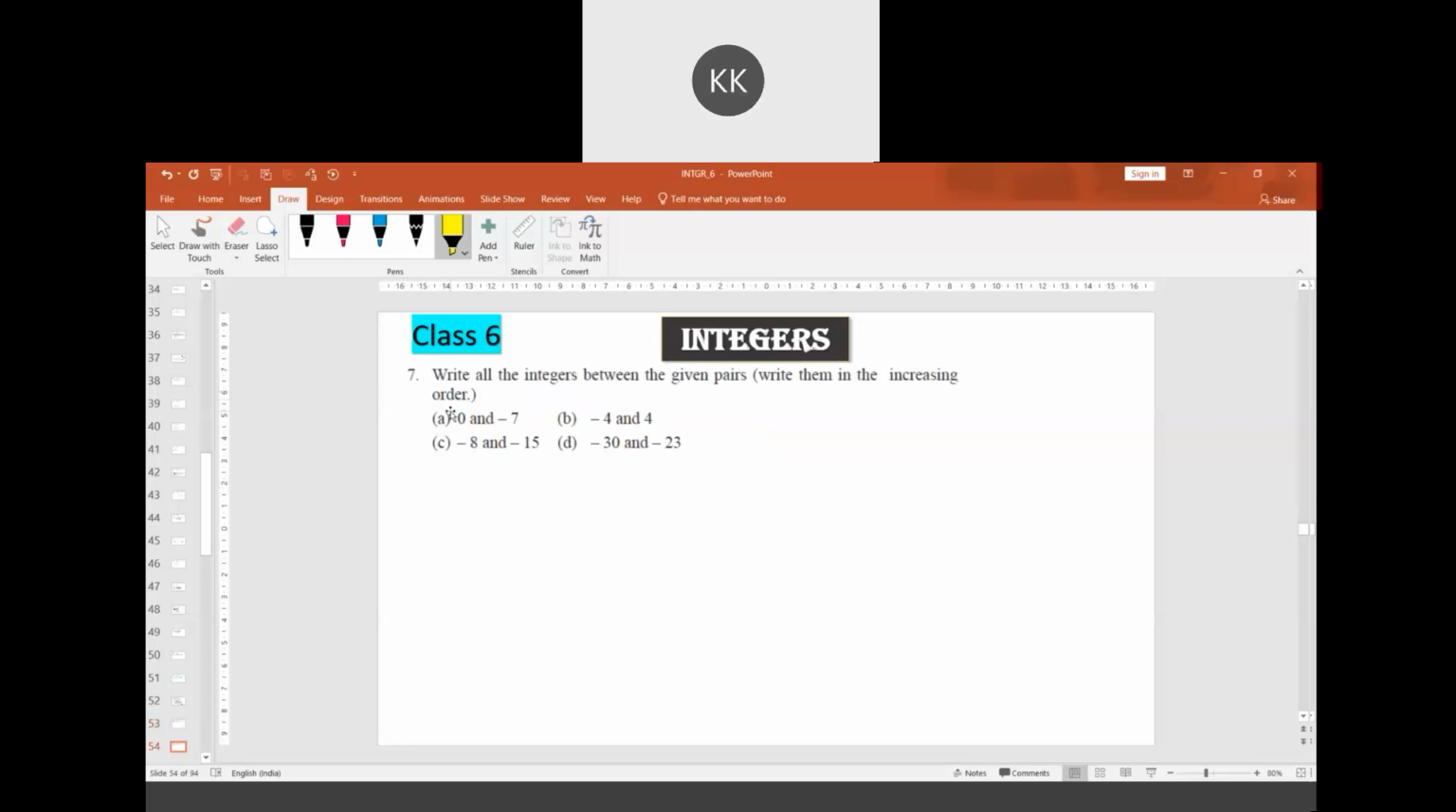Question 7 is slightly different. In question 7, we have to write the integers between the pairs. Between 0 and minus 7, there are a few integers. We need to mention that.